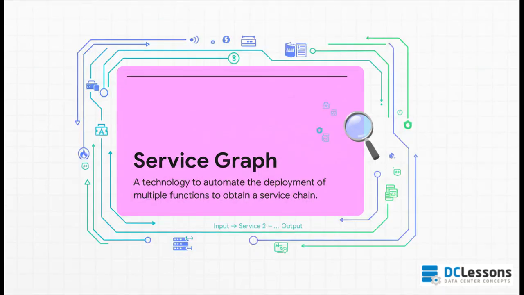Now, here's the real game changer. A service graph takes that logical assembly line and turns it into a reusable, automated template. So instead of configuring routes and VLANs and all that plumbing, you simply draw the service chain that you need. ACI then takes care of all the underlying network configuration automatically. This is a huge shift from that old box-by-box configuration to a more modern, intent-based approach to networking.